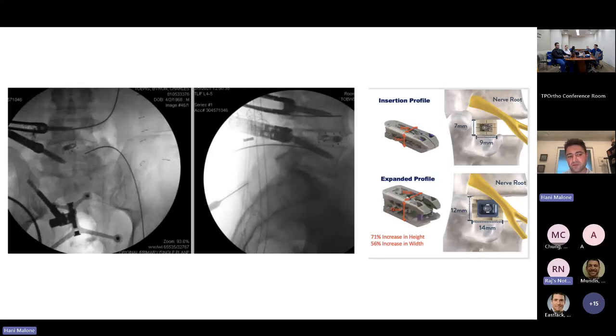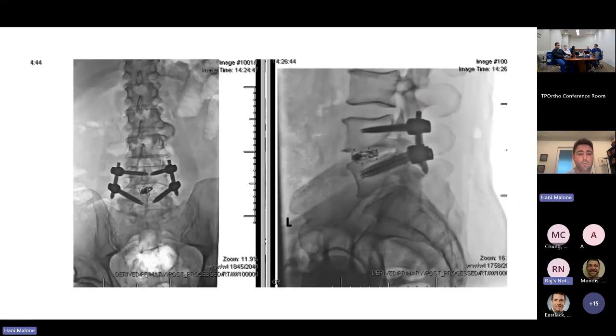And the expandable issue is nice as well, because sometimes, especially when you have a lot of scar, you can't mobilize the nerve, and so you need a small graft to get past that adherent nerve. And some of these expandables have a really low insertion profile, which can be really helpful if they're scarred and so forth. And this is that gentleman's post-op x-rays.